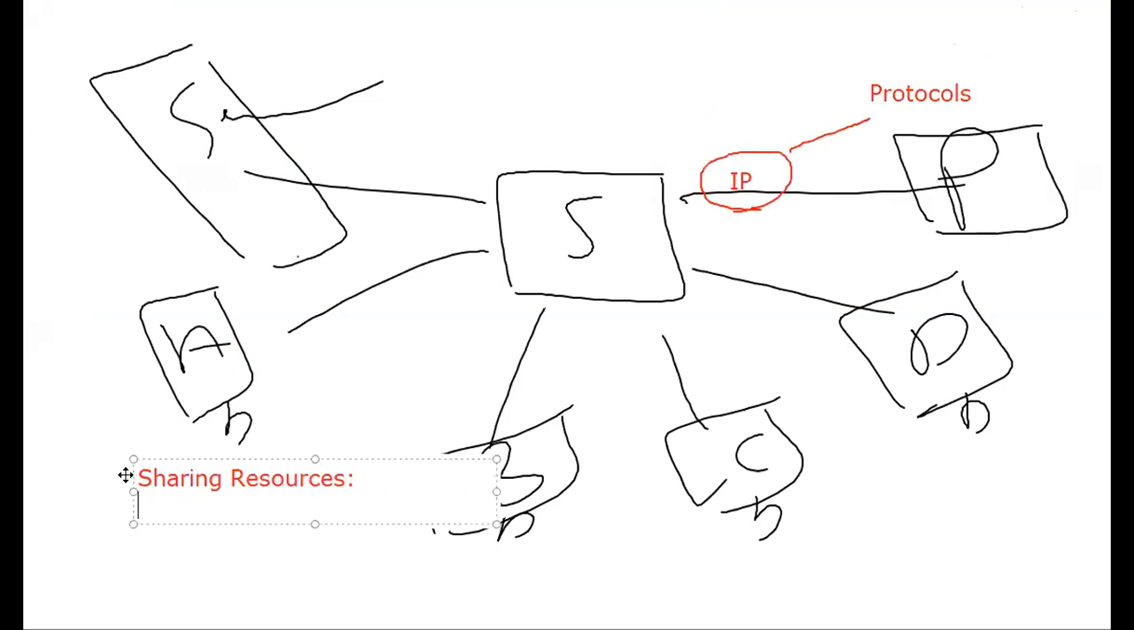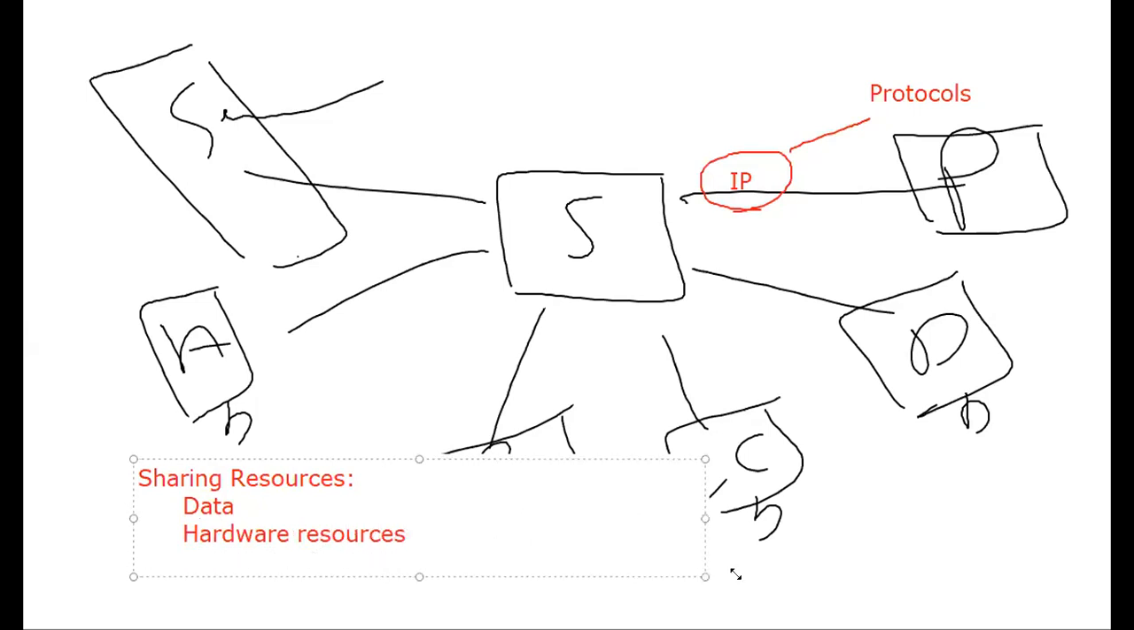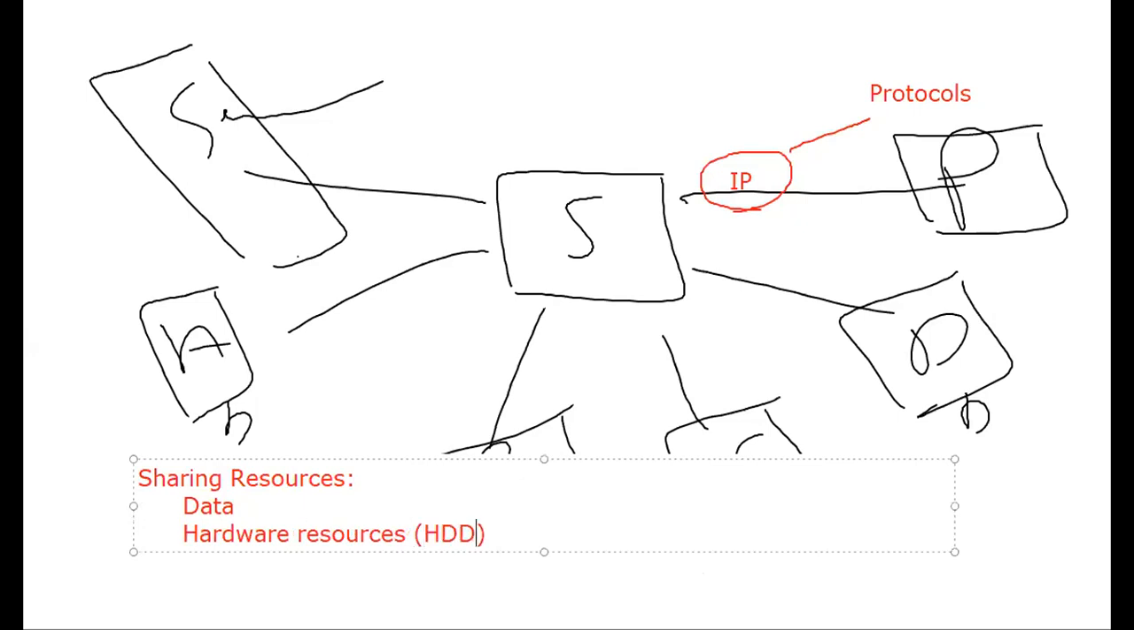Now, in networking, resources can be data. We are sharing data. I'm sending you an email. That's simple, data. Resources can be hardware resources. I will give you two examples, and I'm sure you are familiar with both of them: hard disk drive or printer. We can share a printer and a hard disk drive.